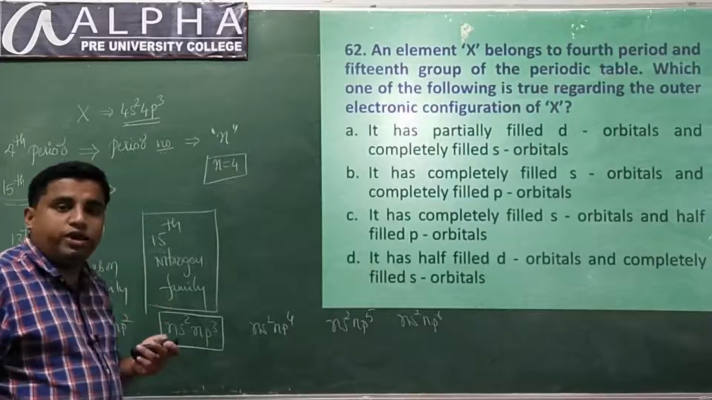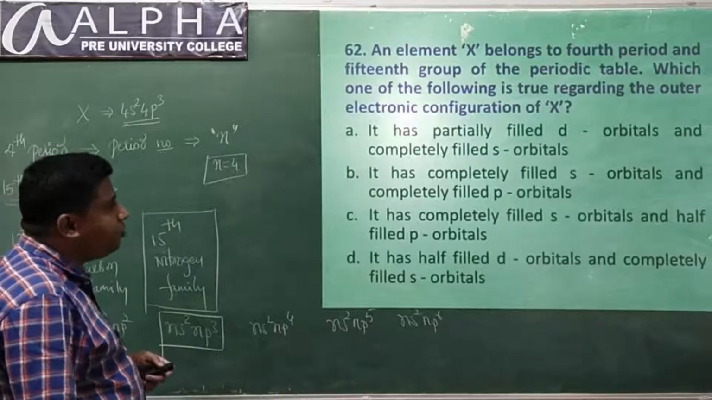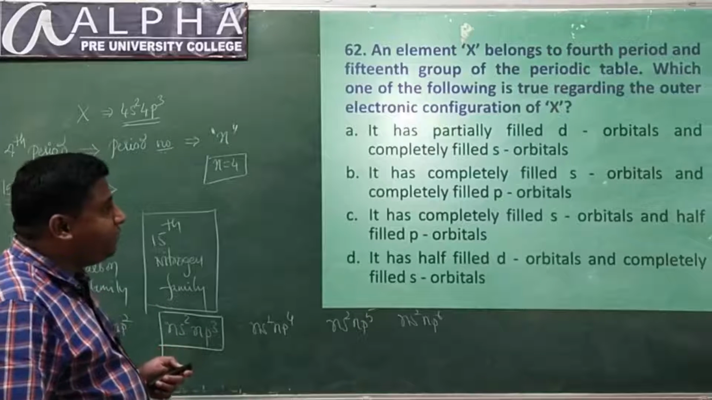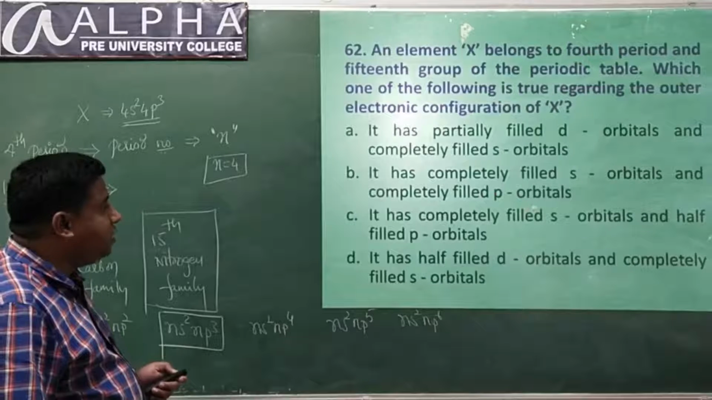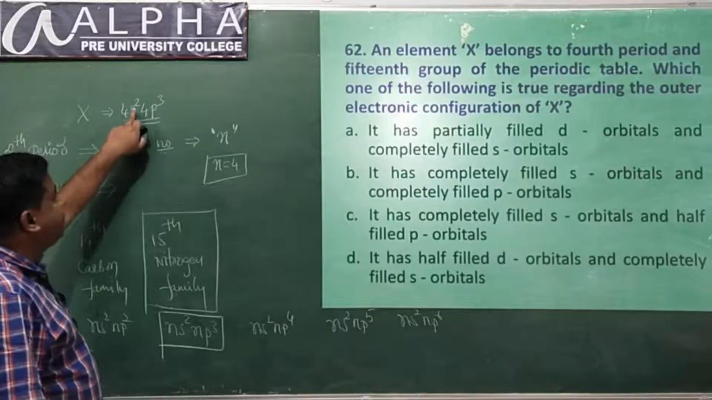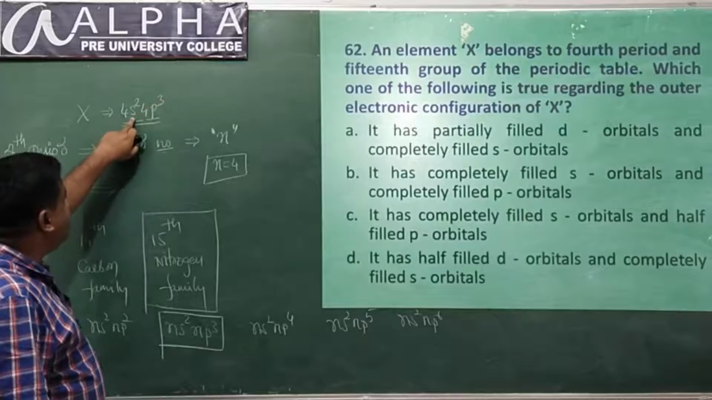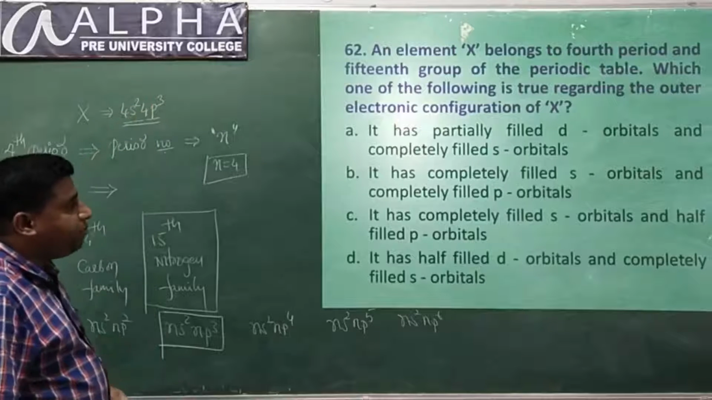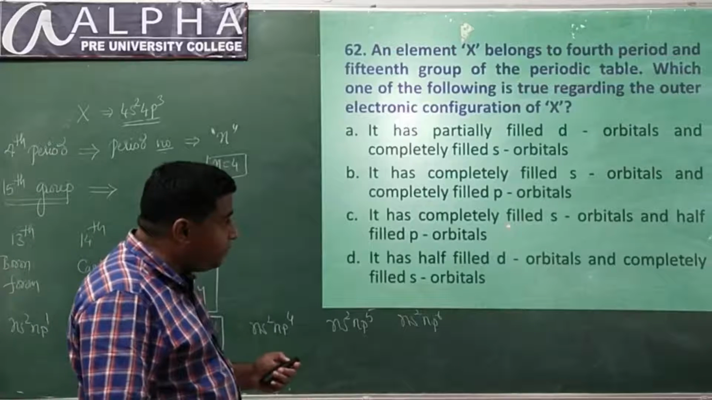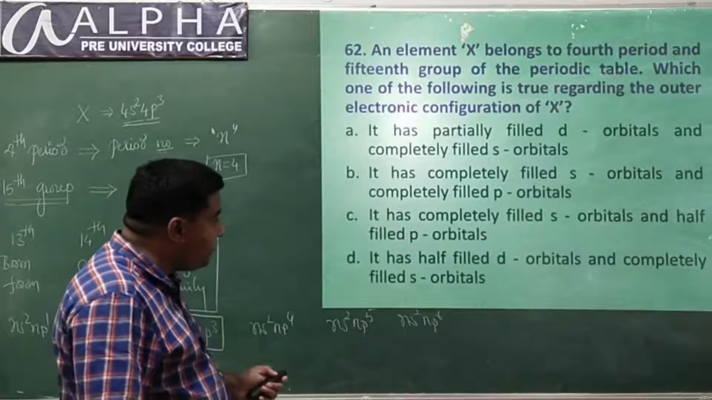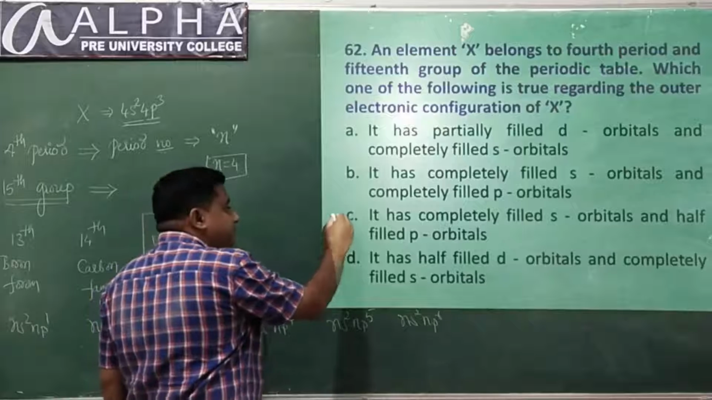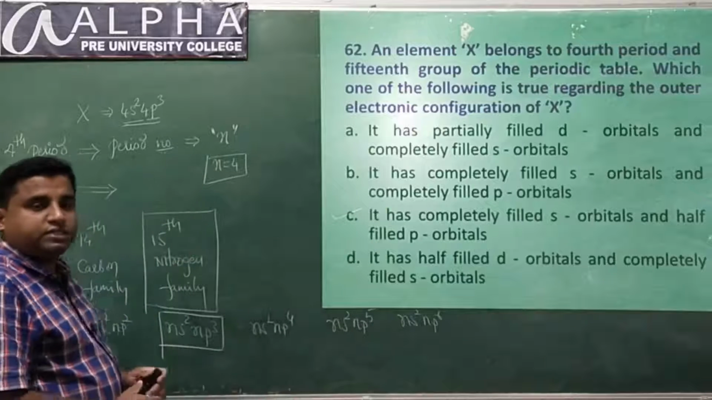No, there are no d orbitals at all. Let us not worry about it. It has completely filled s orbitals but half filled p orbitals. Therefore, the correct option should be option C, isn't it?